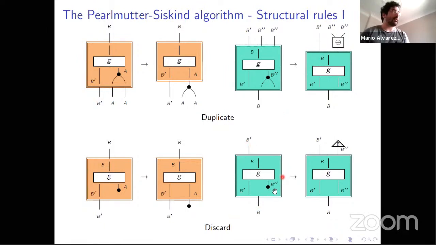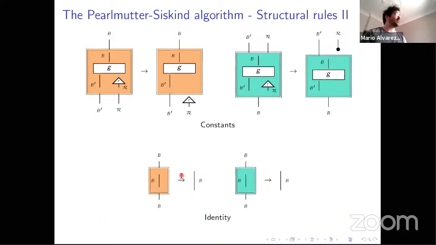For discarding, it's quite similar. The intuition is basically the same. If you have a term in your program and you never use it, then the derivative of the output with respect to that term is obviously zero because your term never actually is used when computing the output. For constants and the identity, the story is pretty much the same and everything is more or less as you would expect.